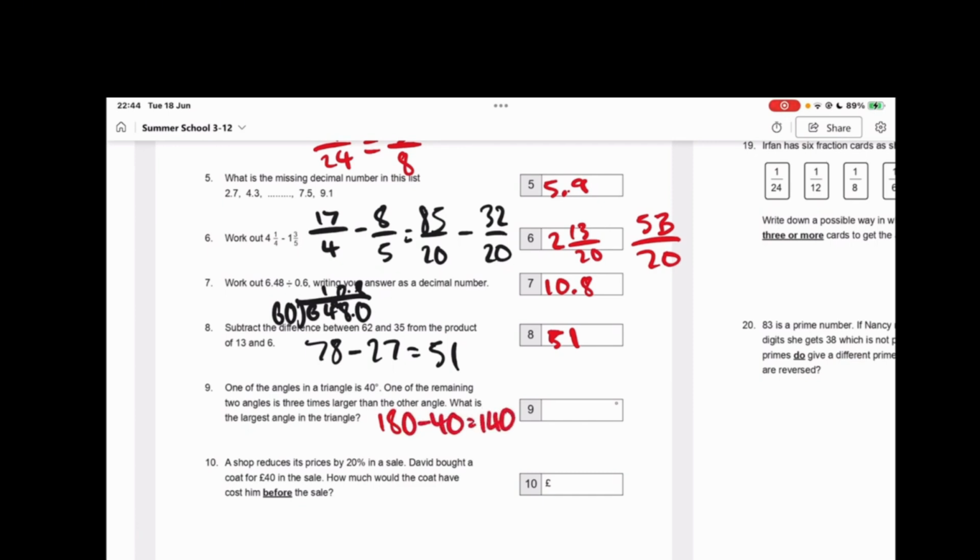And then we know that one of the remaining 2 angles is 3 times larger than the other, so 3 plus 1, because that's the scale, so 3 to 1 is equal to 4. And then 140 divided by 4 is 35. So 35 will be the smallest, but then the largest will be 35 times 3, which is equal to 105. So the answer to question 9 will be 105 degrees.